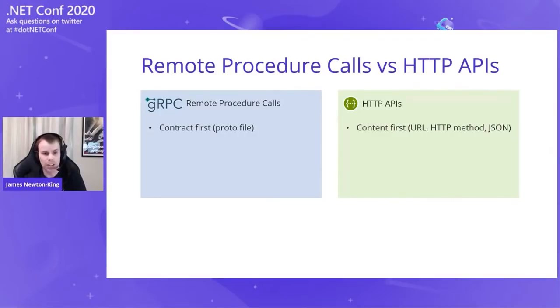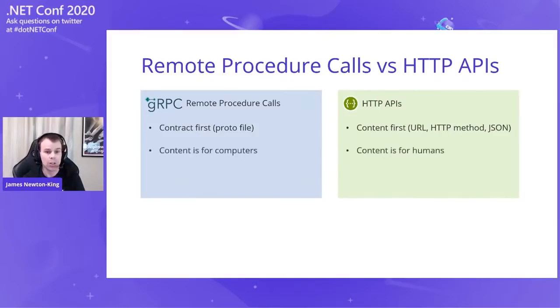We compare that with HTTP APIs. They tend to focus on the shape and content of HTTP. So you're thinking a lot more about your URLs, your HTTP methods, your JSON, your headers, how to do serialization, and you tend to write code first, and perhaps as an optional step afterwards, you might use something like Swashbuckle to generate a Swagger contract. Compare that with gRPC, and that protofile really does come first.